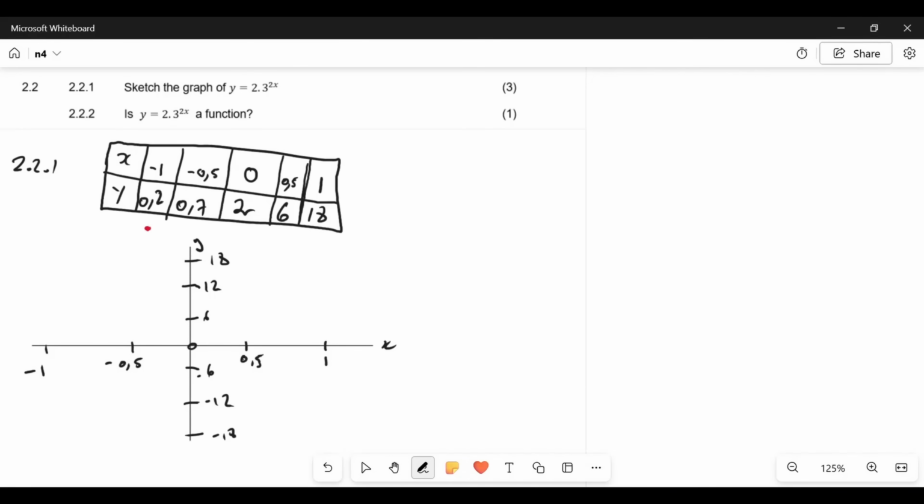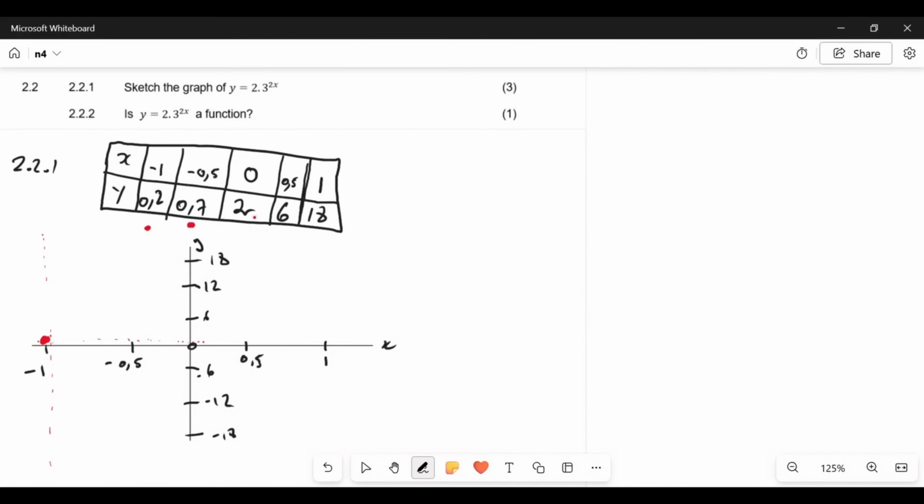When x is -1, our y is going to be 0.2. So we know that x is -1 here. You take a ruler, you draw a line, and then our y is supposed to be 0.2. 0.2 is very close to 0, so you can just draw a line here very close to 0, and then wherever they meet, that here is your point there.